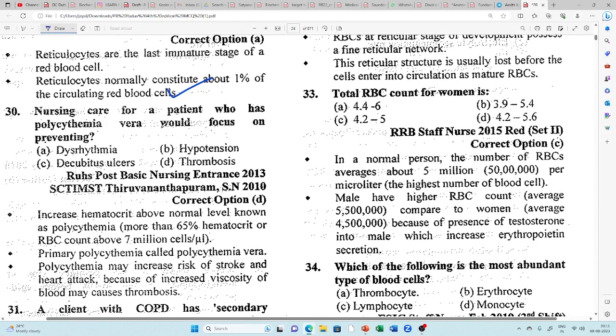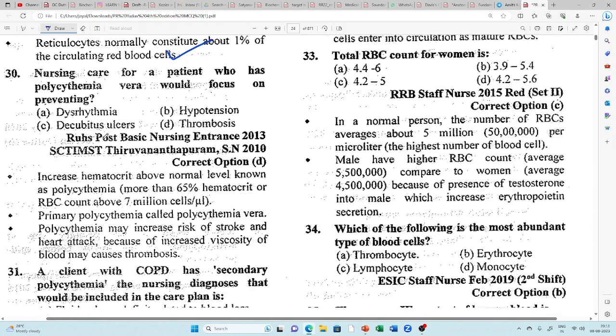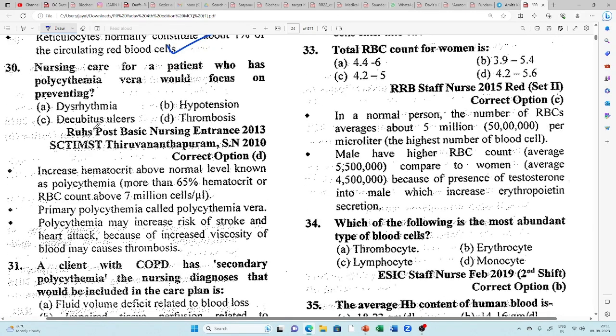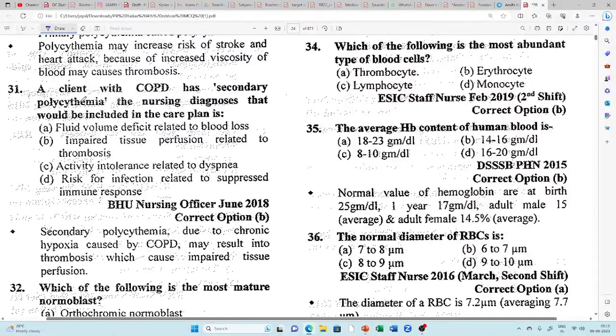Next one, nursing care for a patient who has polycythemia vera would focus on preventing what? Polycythemia means RBC becoming increased. That means increased hematocrit above the normal level is known as polycythemia. It's because of the increased count of RBC. Because of that, what may occur? Thrombosis may occur, clots may form. Okay. Next question.